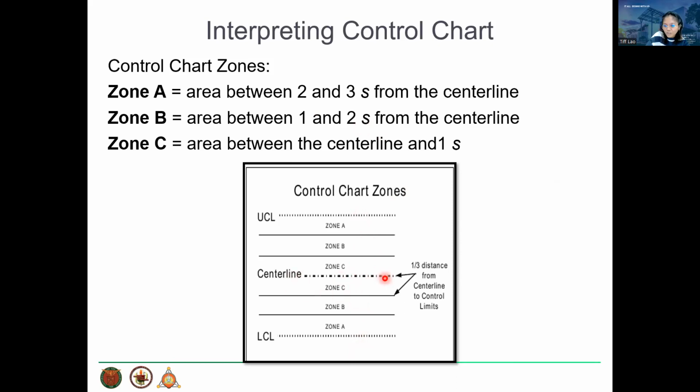So, for example, the average, the X bar on this upper chart. What you do is take the average plus or minus S. Plus or minus 1S is zone C, plus or minus 2S is zone B, and plus or minus 3S is zone A. Is that clear? Notice that the closest to the center line is zone C: C, B, A. Kindly take note of that.